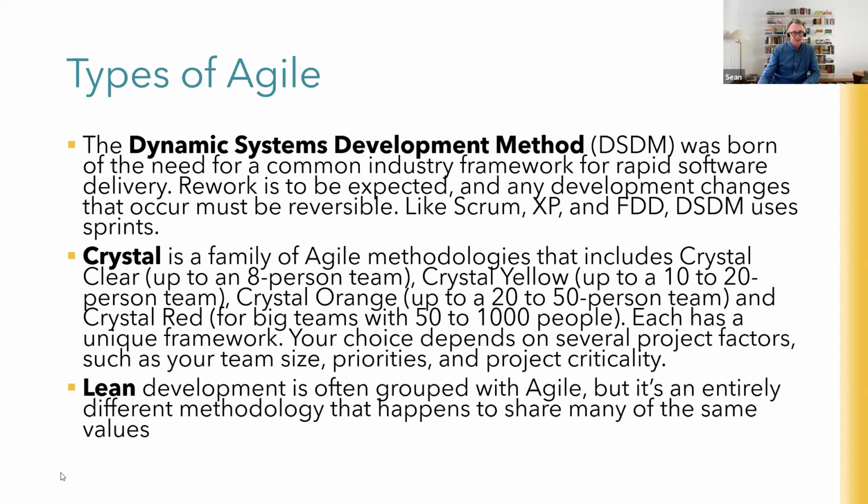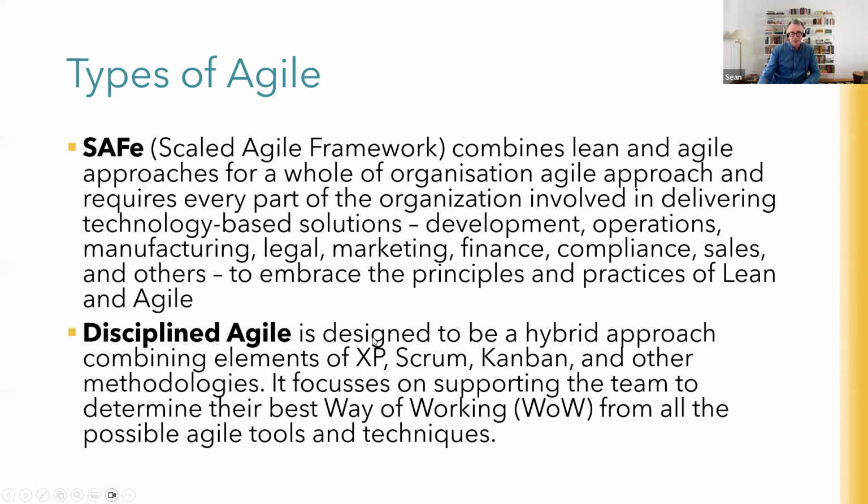And the last ones I'll just take you through. The last two are Scaled Agile and Disciplined Agile. As I said at the beginning, I'm certified in Disciplined Agile. And I'll start with that one. It is a hybrid because it does combine elements of XP, Scrum, Kanban, and basically all the other methodologies, including SAFe.